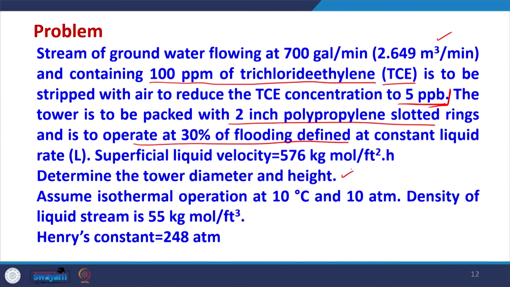We have to find out the tower diameter and height. In particular, we will only try to find out the height for our case, so that we can understand it a little better. And we are assuming isothermal operation, density etc. is given. Henry's constant in dimensionless form is 248 atmosphere for TC. So, this is known to us.